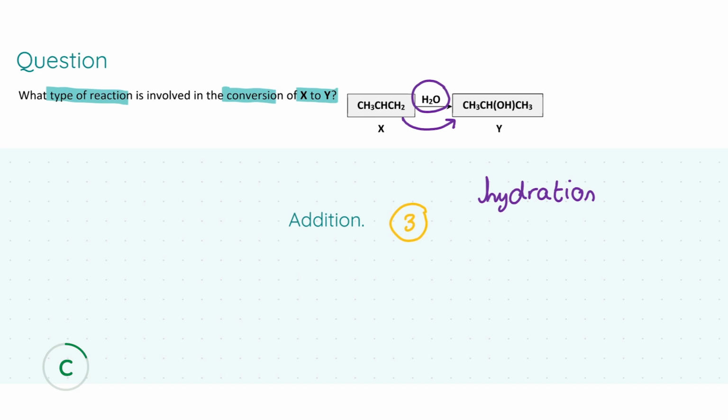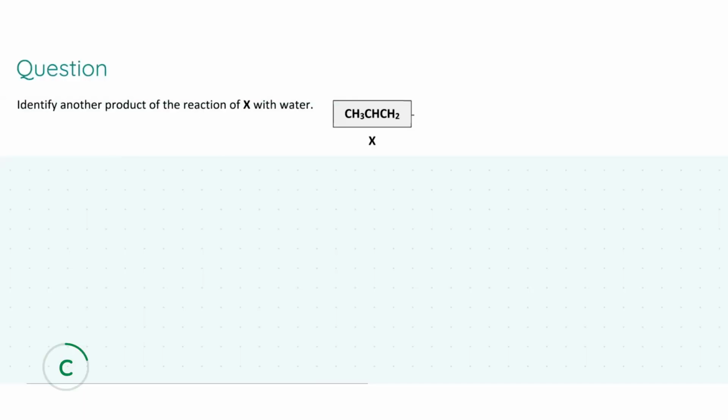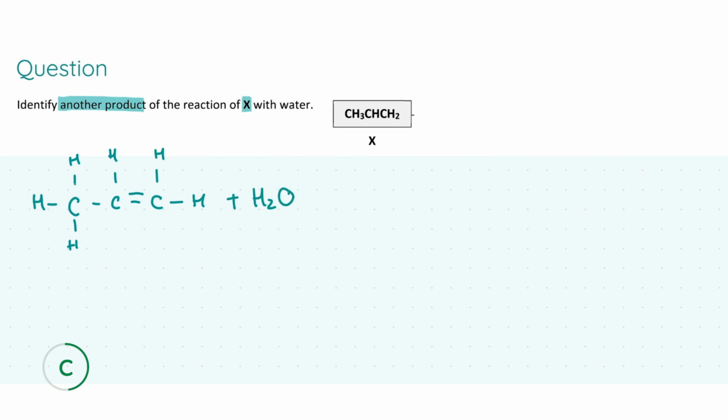So let's move on to question C part 2. C part 2 asks us to identify another product of the reaction of X with water. Let me just draw it out. CH3, CH, CH2. So this must be a double bond here. Another product of the reaction of X with water, plus H2O. So we're adding another 2 hydrogens and another oxygen.